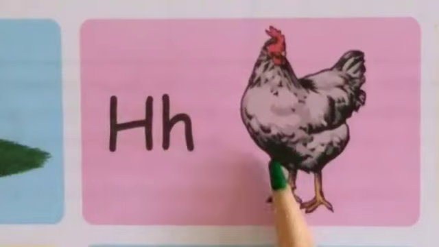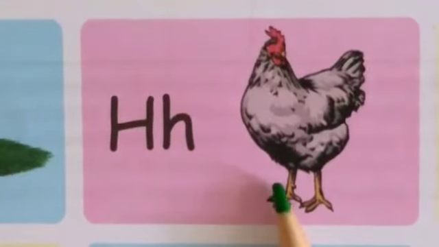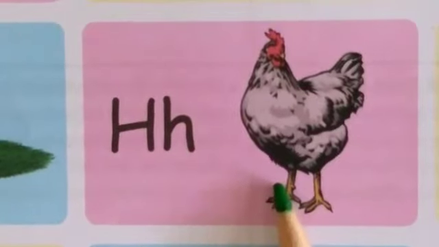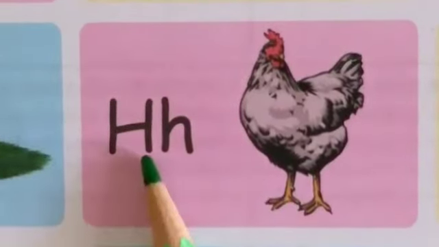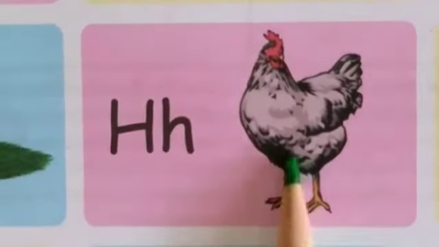What is this? This is a hen. And what is the starting sound of hen? Hen. And letter H has only one sound.